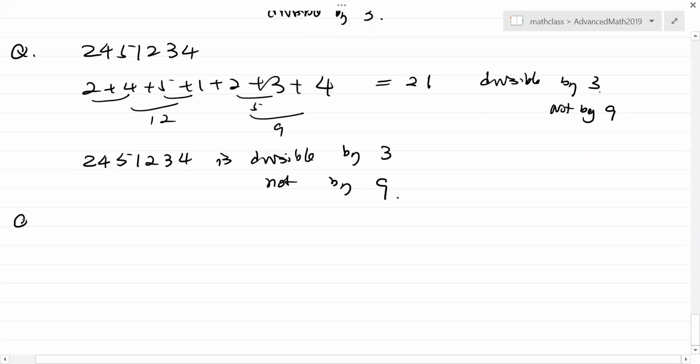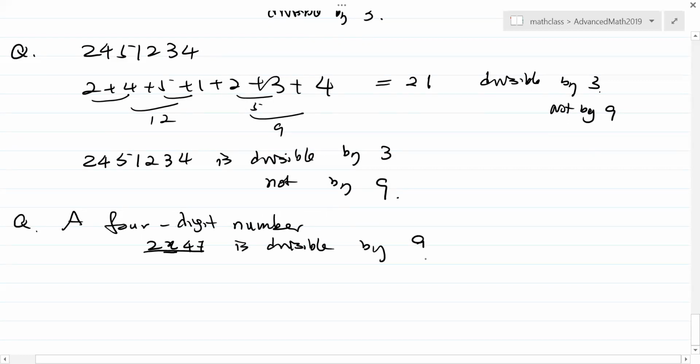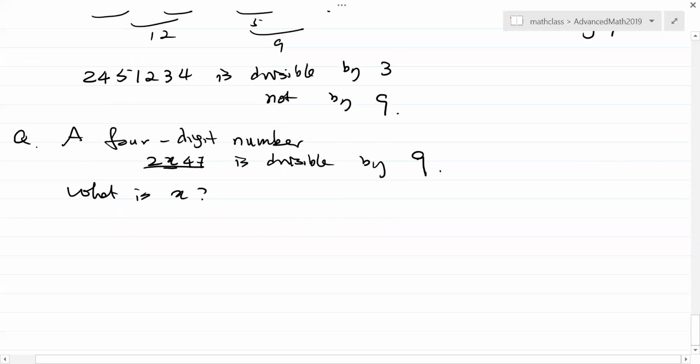Okay, so let's do the next problem. A 4-digit number in the form 2x47 is divisible by 9. What is x? We're trying to determine the value of x. Maybe there is more than one solution. There must be digits so that this number is divisible by 9. Now, how to do that?